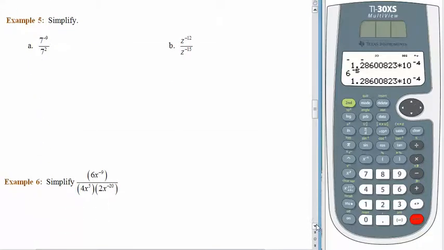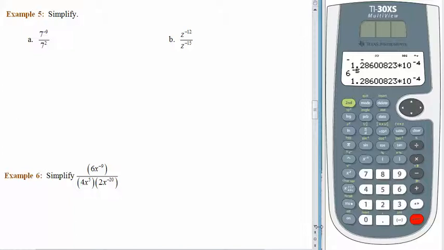And just like before, I'll do the first one with you, and then you can try the second one on your own. So here we have two expressions with the same base. 7 is our base. They're being divided. So we're going to keep the same base. We need the numerator exponent, which is negative 9, and then subtract the denominator exponent, which is 2.